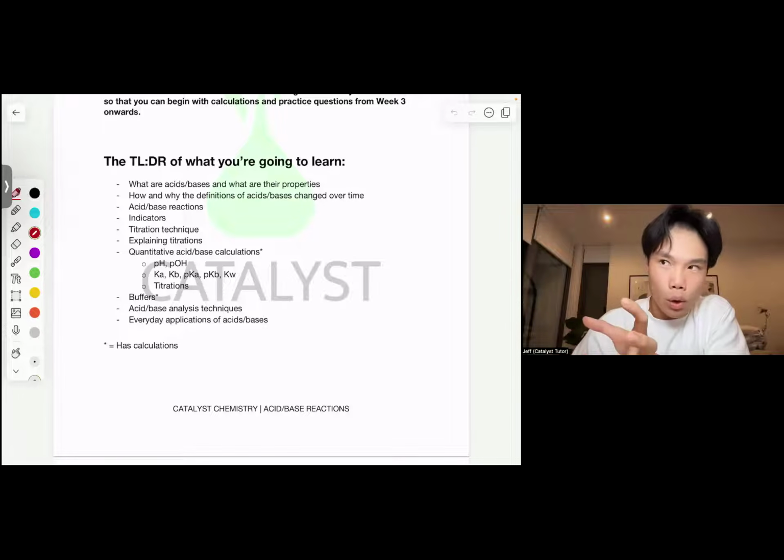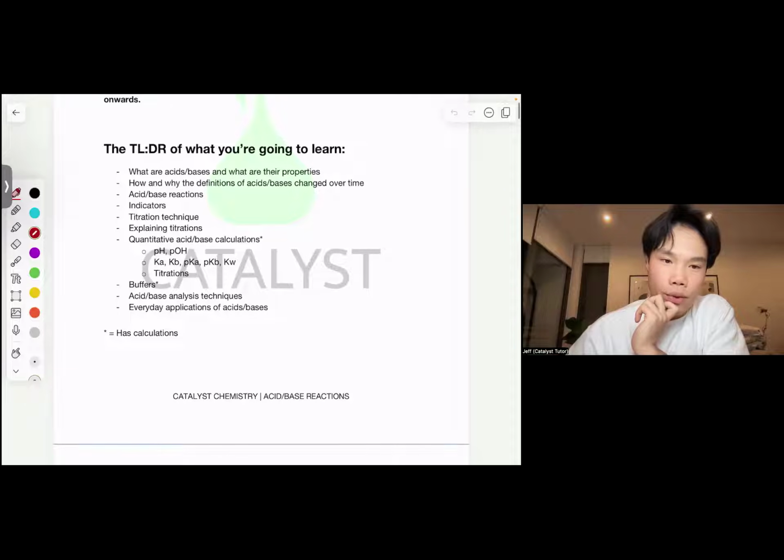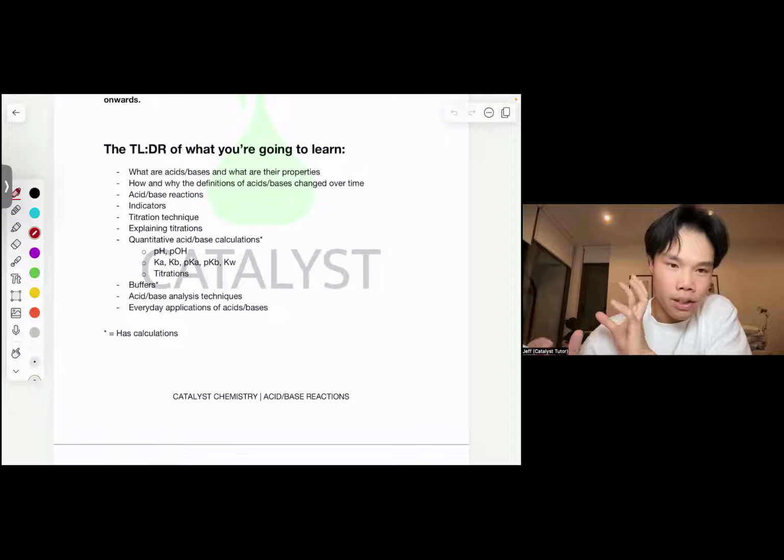Those are a more left of field type of question that you can get, important to cover. And then you'll also see the acid-base analysis techniques and everyday applications of acid bases. That's kind of the outline of what we're going to get through today in 2 hours. So if we go a little bit over, I do apologize, but there is a lot.